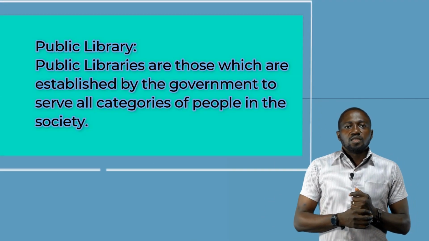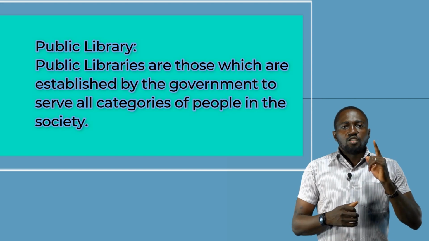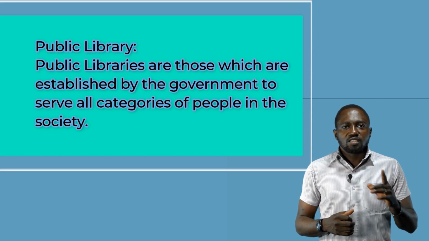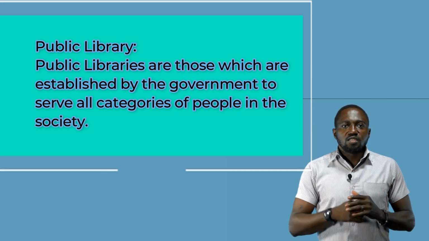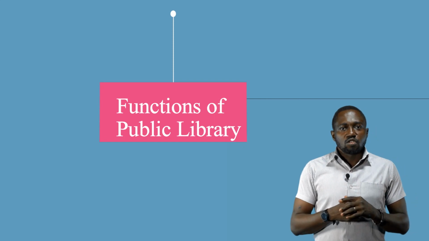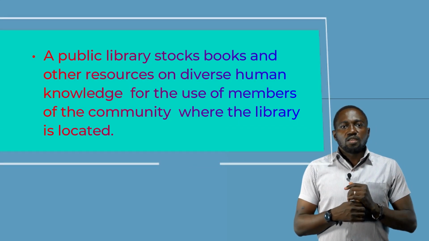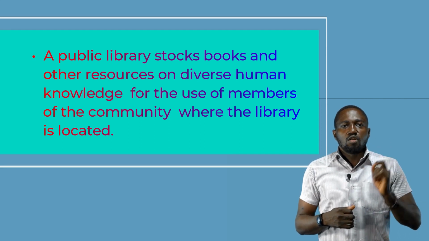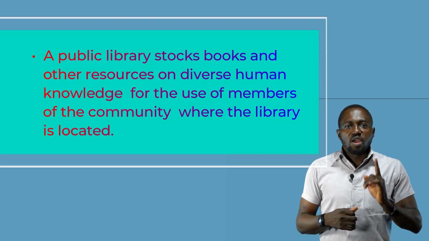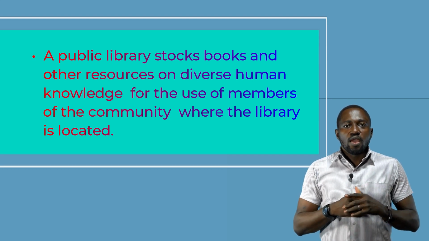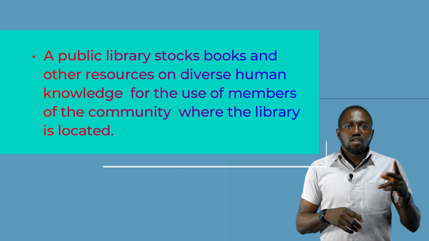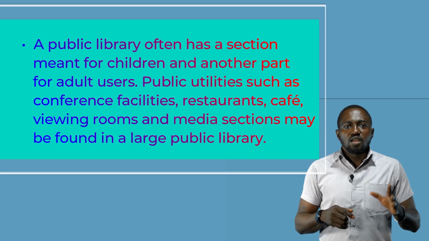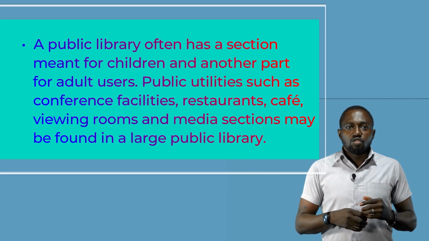The public library. Public libraries are those which are established by the government to serve all categories of people in the society. What then are their functions? 1. The public library stocks books and other resources on diverse human knowledge for the use of members of the community where the library is located. 2. A public library often has a section meant for children and another part for adult users.